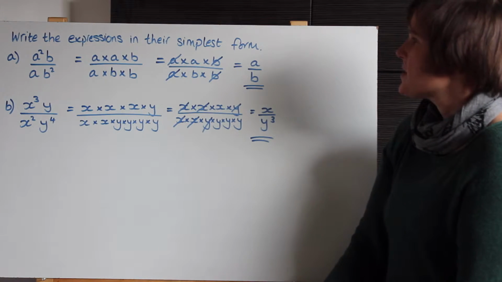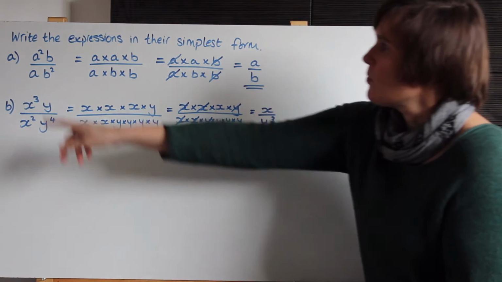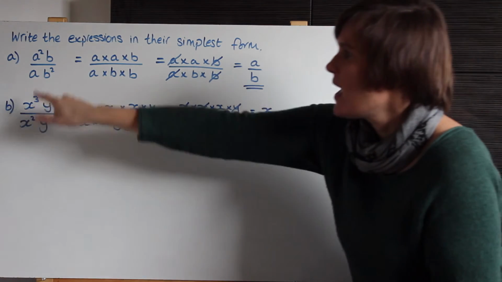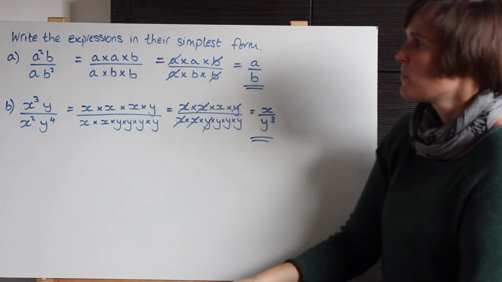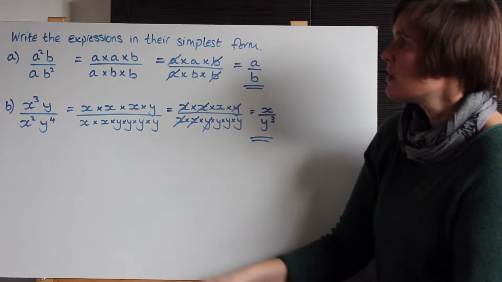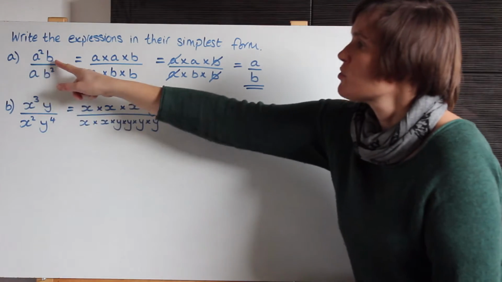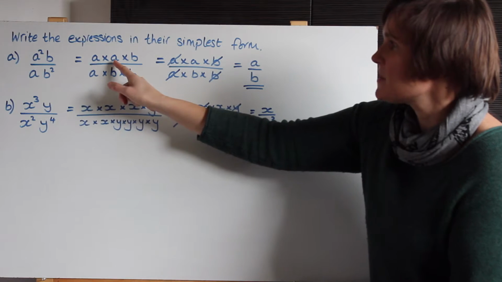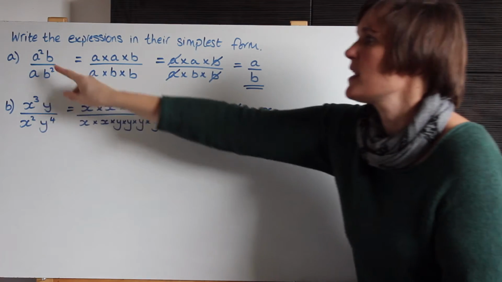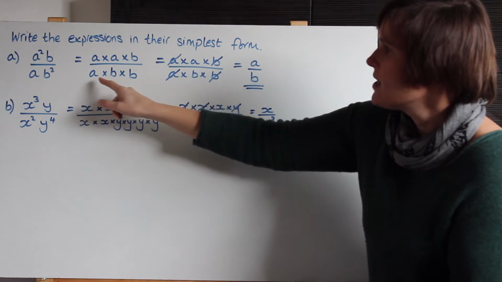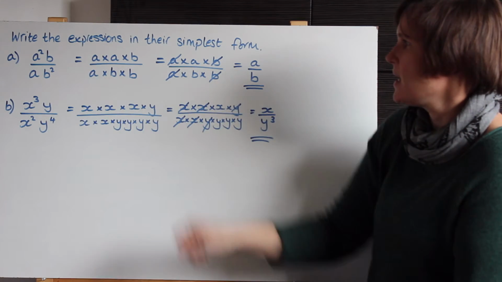Write the expression in its simplest form. So we have a squared b divided by ab squared. So to do this, you need to first write out the top and the bottom in full. So we're going to have a times a times b, because that's the same as a squared b. On the bottom, we've got a times b times b.